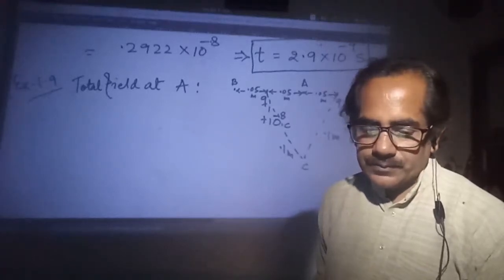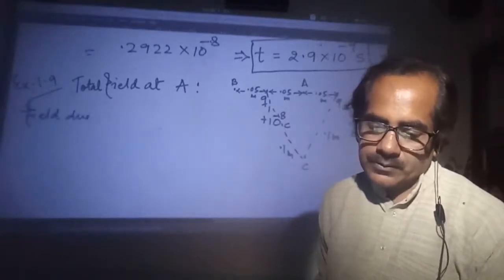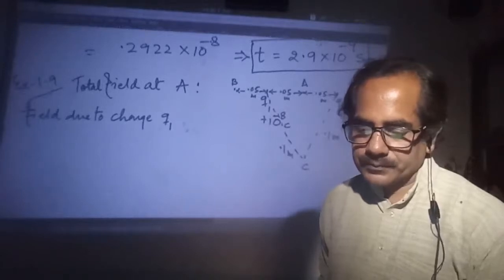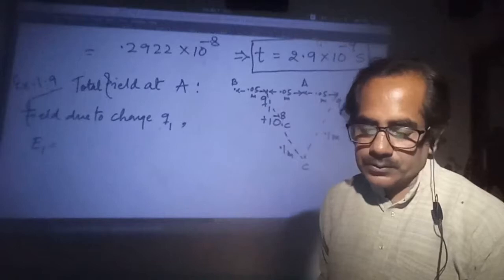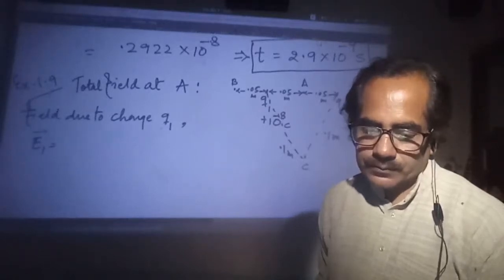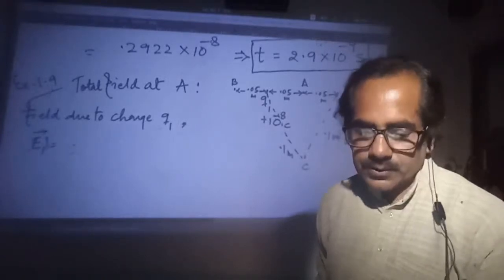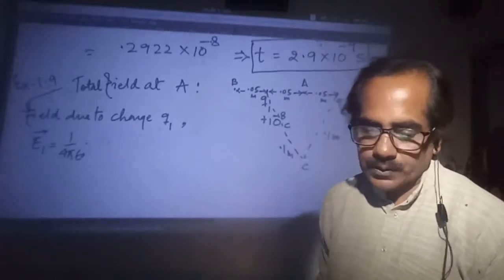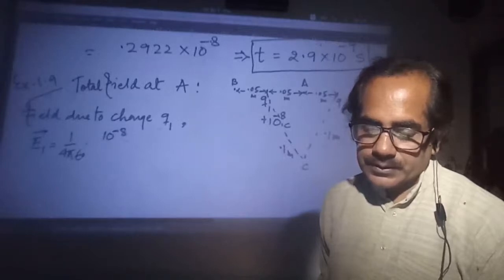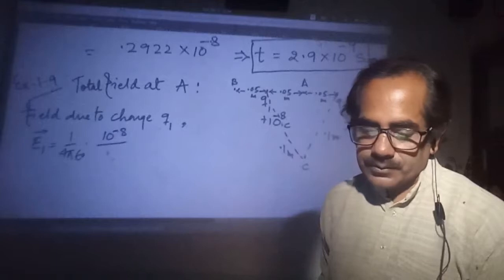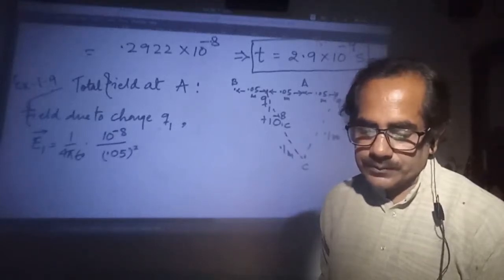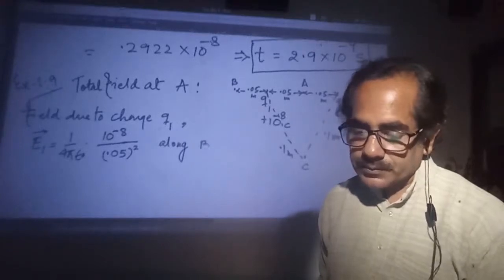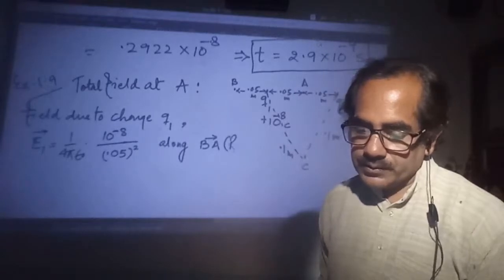So first of all, the field due to charge Q1: E1 equal to 1 upon 4 pi epsilon 0 into 10 to the power minus 8, the value of charge, upon 0.05 whole square, along BA, since it is a repulsive force.